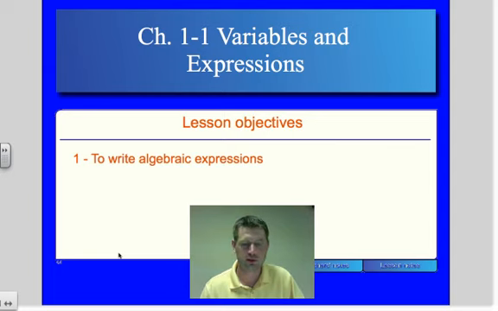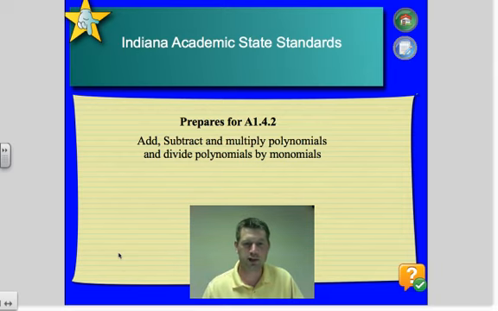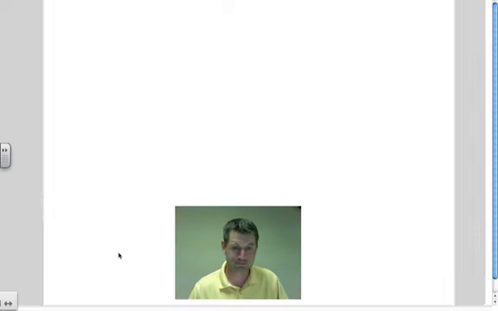You don't have to copy that down, but in future we will be copying the objectives down every once in a while just to make sure that you're taking notes on this. The Indiana Academic Standards today is to prepare you for A1.4.2, which is add, subtract, and multiply polynomials. So this is just a preparation type of objective here, really just reflecting on what you learned last year.